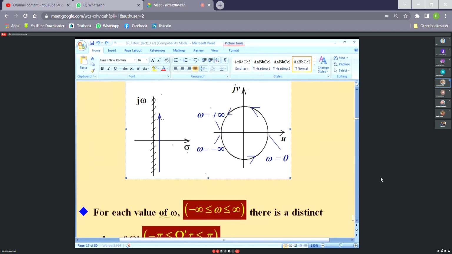Now every point on the circumference of the unit circle centered at origin in the z plane is the image of a single point on the j omega axis. That is the reason why characteristic aliasing is absent in this transformation technique.